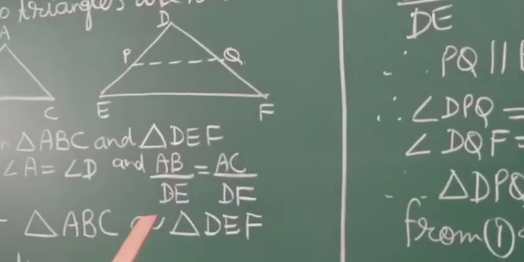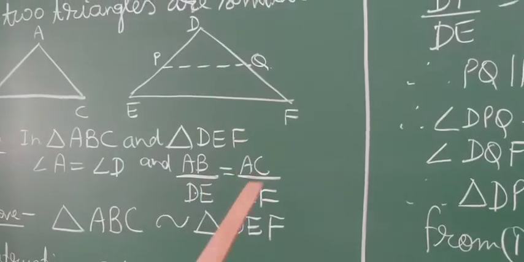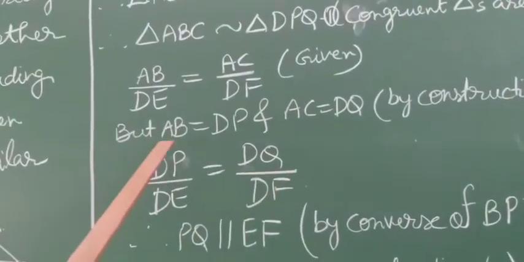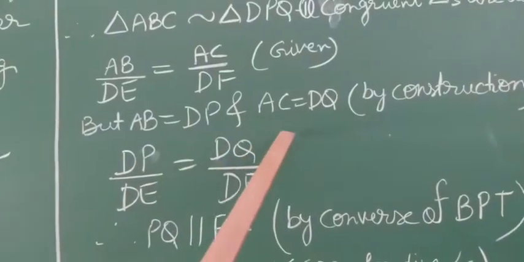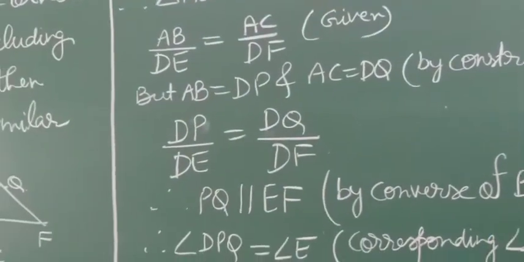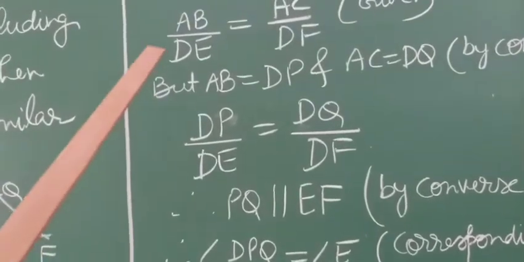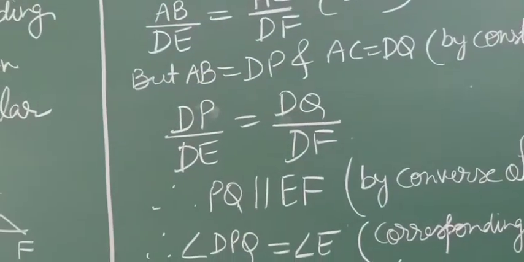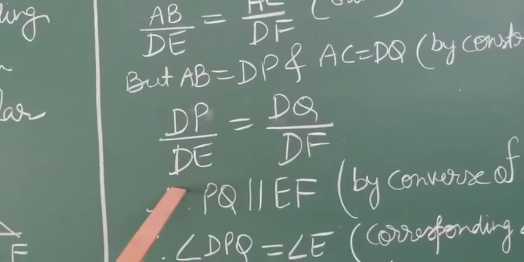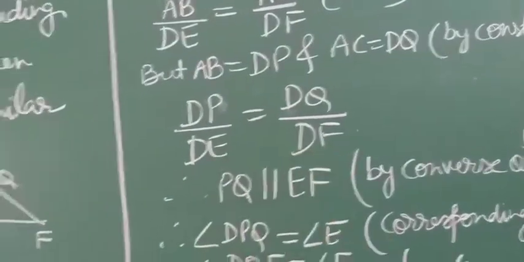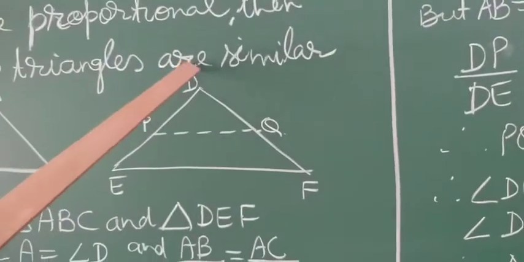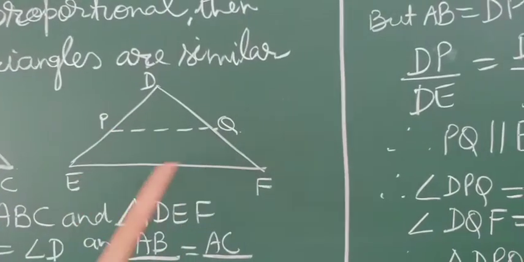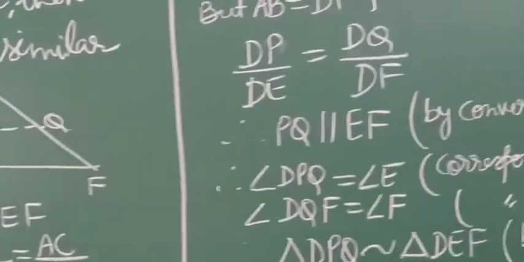Students, this ratio is given to us. AB upon DE equals AC upon DF, given. But students, AB equals DP and AC equals DQ by construction. So in place of AB we can write DP and in place of AC we can write DQ. So it will become DP upon DE equals DQ upon DF. Then we can say PQ is parallel to EF by converse of BPT.